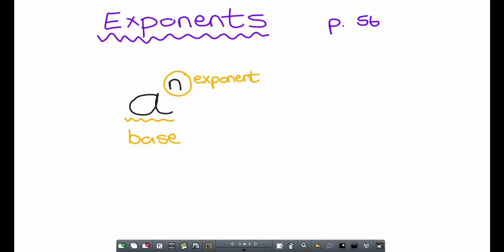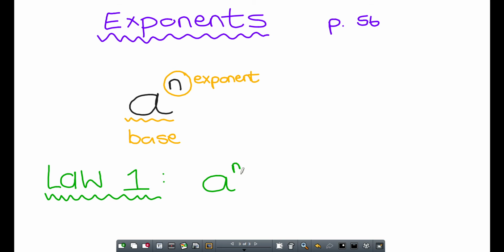Good. Okay, so let's look at the very first rule. Can I skip this page or is someone still writing? Okay, I'll write the law at the bottom. Chapter 5. Okay, so the first law that you have got to know is when my bases are the same and we are multiplying. So meaning I have something like this. A to the power of m times a to the power of, let's make it n.